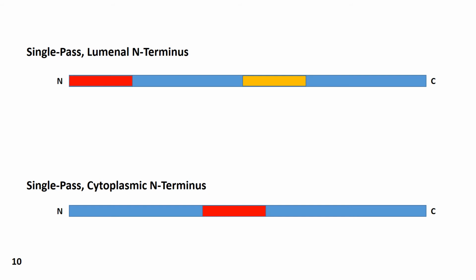The second scenario demonstrates a single-pass transmembrane protein with the amino terminal end in the cytoplasm and the carboxyl terminal end in the ER lumen. In this case, the protein would have only a single hydrophobic stretch, and that hydrophobic stretch will be internal.